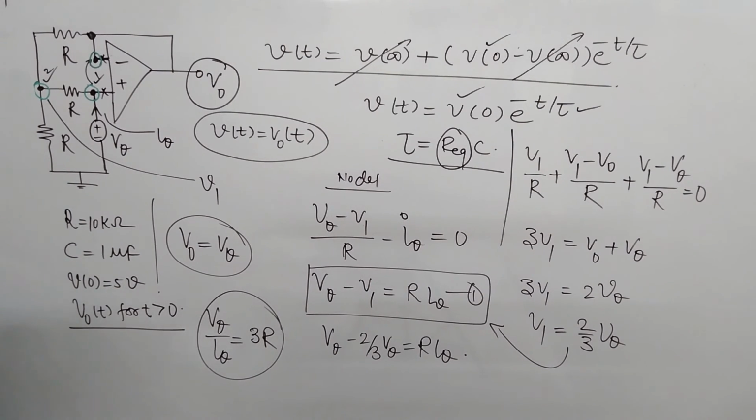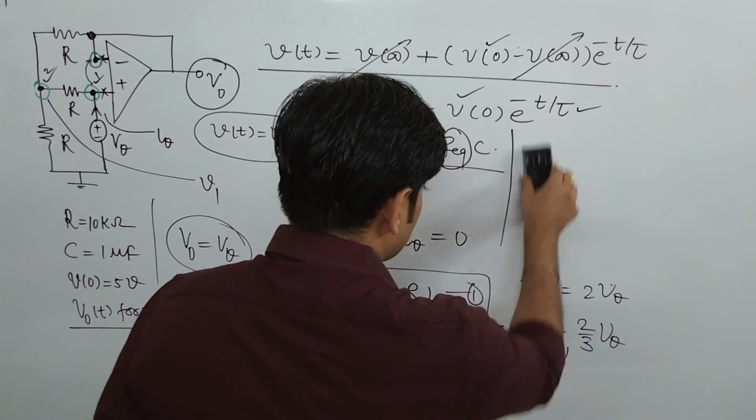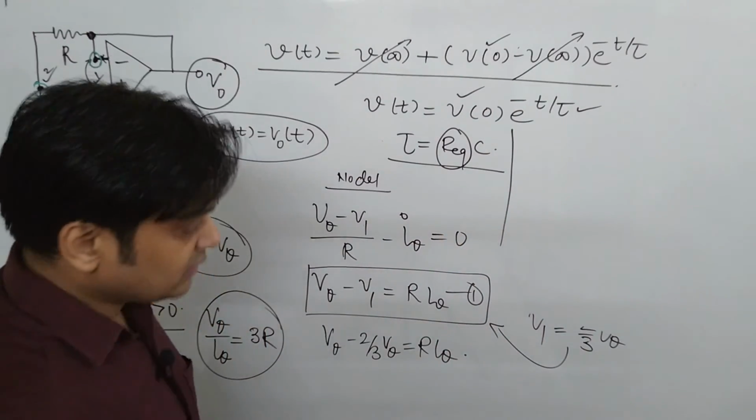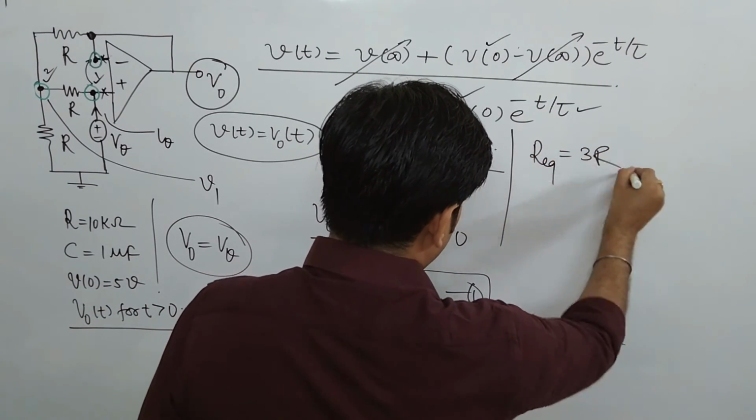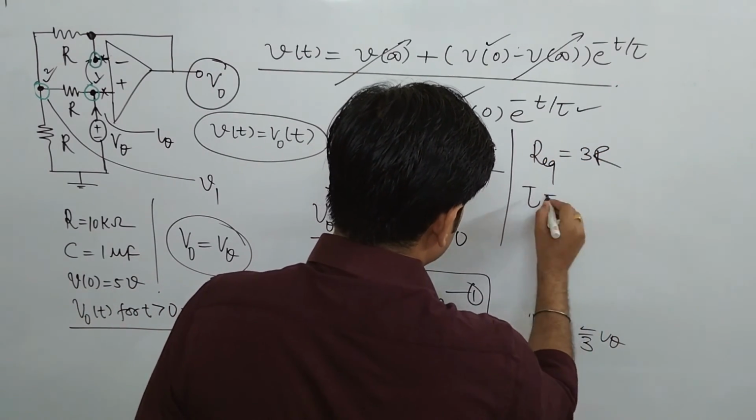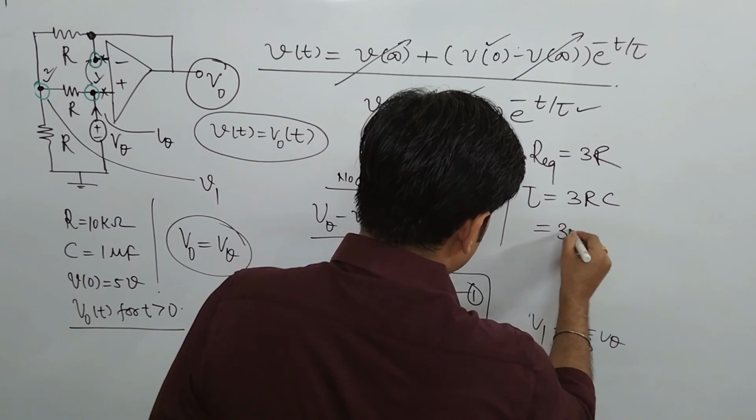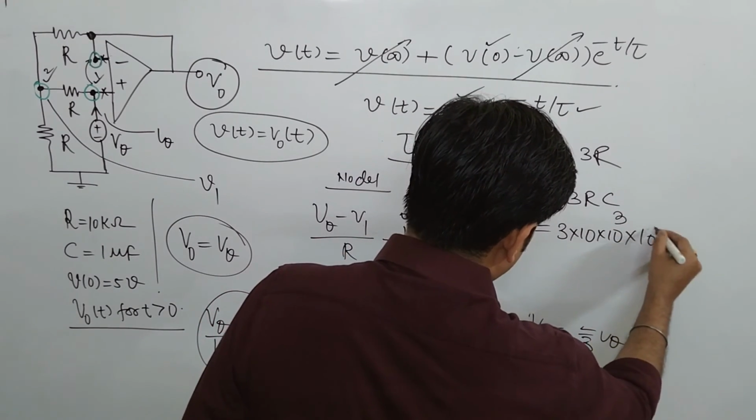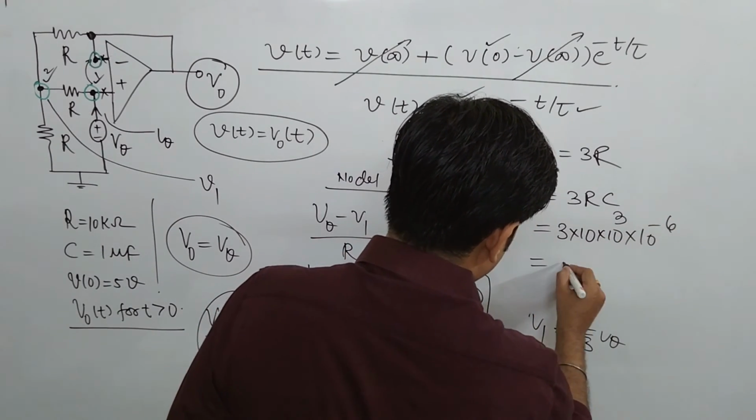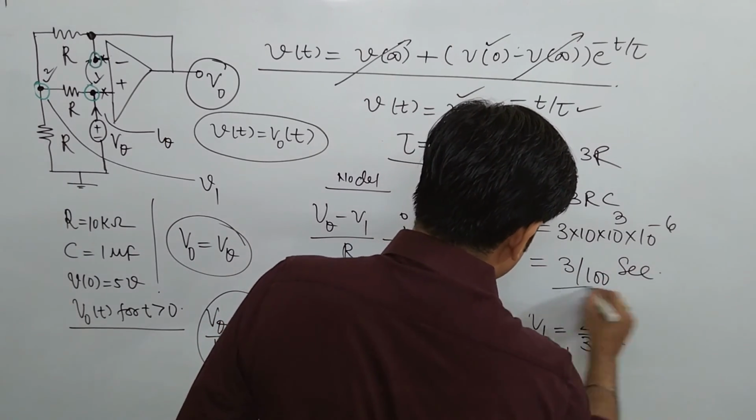So this is your R equivalent. What is your R equivalent? Your R equivalent comes to be thrice of R. So what is now tau? It is R equivalent into C, that is 3R into C. So it is 3 into 10 into 10 to the power 3 into 10 to the power minus 6. So that comes to be how much? It is 3 by 100 seconds. So this is your tau.